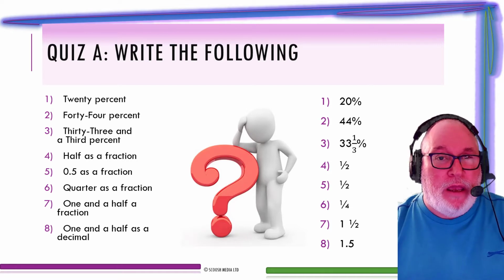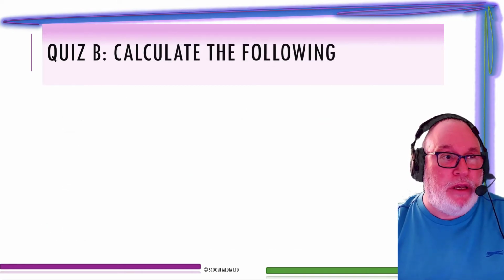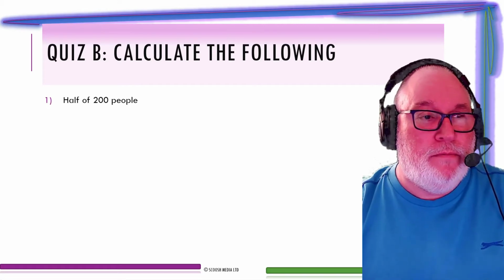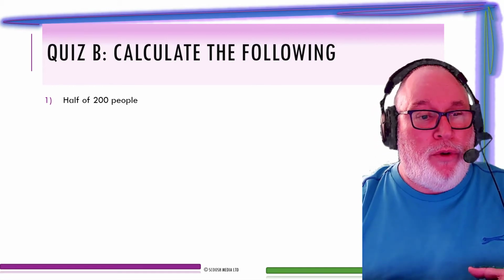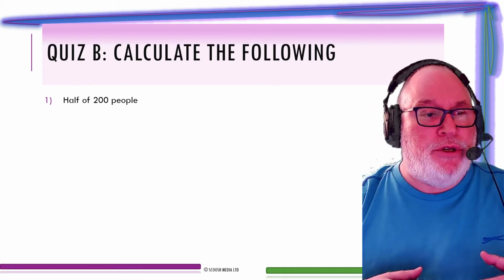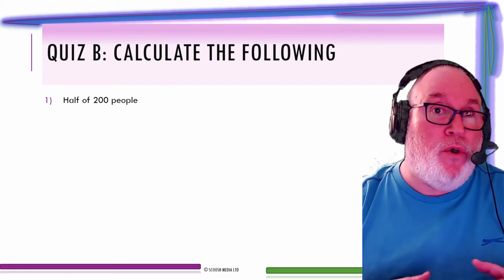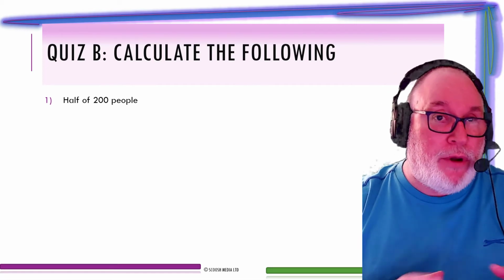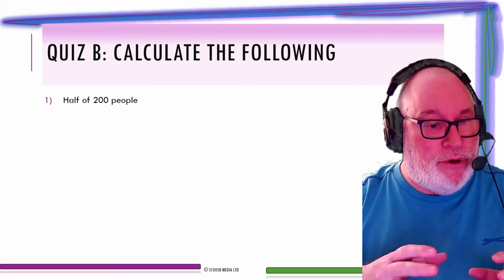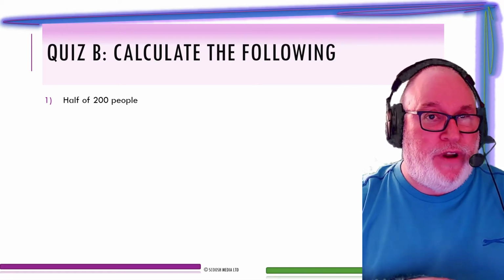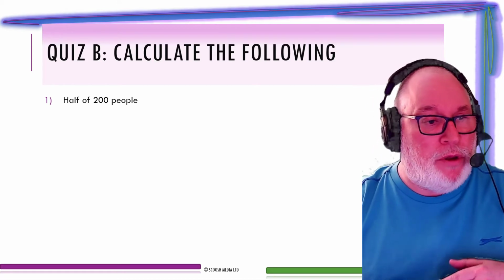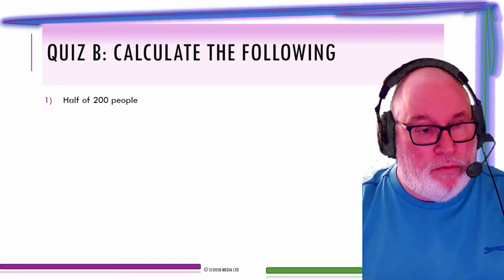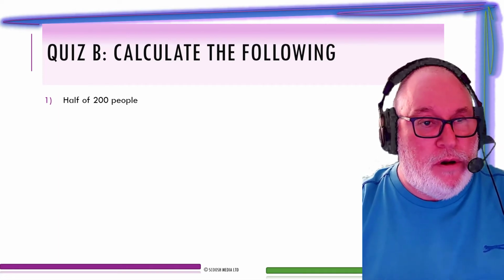Right, next one. Calculate the following for quiz B. Half of 200 people. Now this gets you used to putting percentages and fractions into context. And then you'll be calculating them out. And you can do it whichever way. So you can use fractions and put them into decimal. It's up to you.